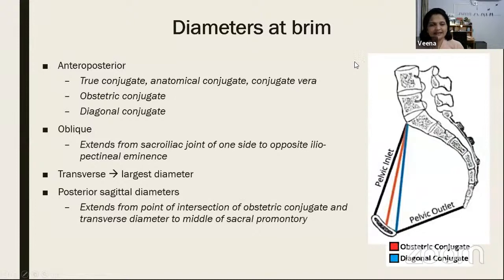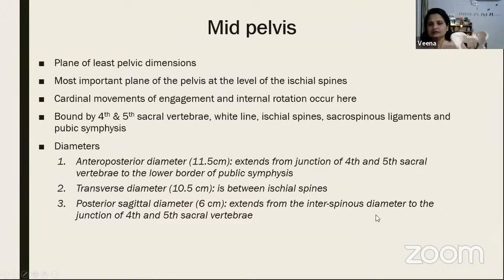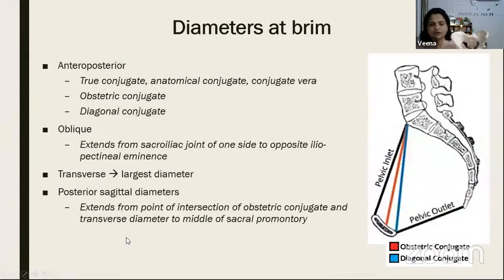They are going to be there in every inlet, mid-pelvis and outlet, everywhere. What the posterior sagittal diameter is: you have an anteroposterior diameter, from here to here, whatever it is. That is the posterior part of the diameter where the transverse diameter cuts it. Basically, it extends from the point of intersection of the obstetric conjugate and the transverse diameter at the brim to the middle of the sacral promontory. So this is your anteroposterior diameter. This is your transverse diameter. Both of them intersect, right? The posterior part of the anteroposterior diameter is the posterior sagittal diameter.